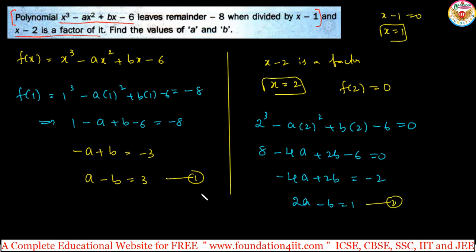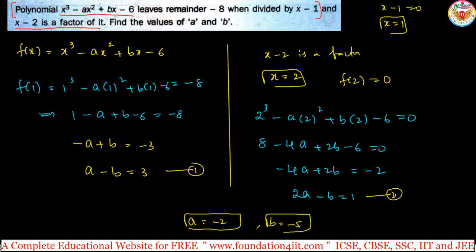On solving equations 1 and 2, you'll get the a and b values. Just use the elimination method, so you'll get finally a is equal to minus 2 and b is equal to minus 5. Apply the elimination method, just as we did previously; the same concept you can apply. Now you can subtract. So by the elimination method, solving equations 1 and 2, we get a is equal to minus 2 and b is minus 5. So this is the way we can solve problems even from the factor theorem.